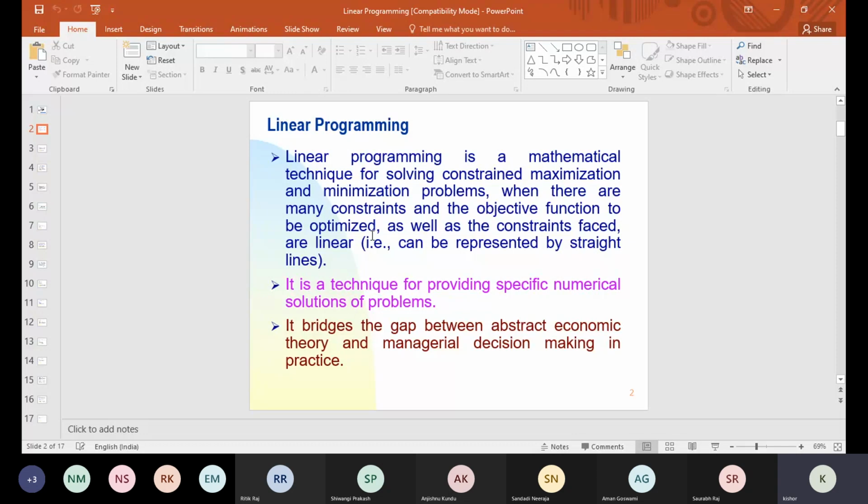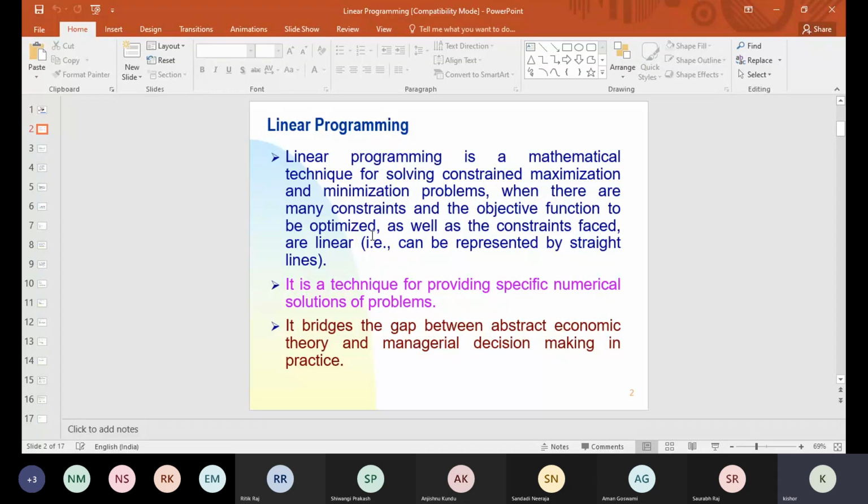You will find it after some time when we start writing it. It is a technique for providing a specific numerical solution to a problem, meaning it will give you a specific solution only. It is not telling you how to produce or how much to produce; those are your managerial decisions. So it bridges the gap between abstract economic theory and managerial decision making. It is not directly telling you how to produce. It is telling you that if you produce this much, your profit will be maximum under the given conditions.